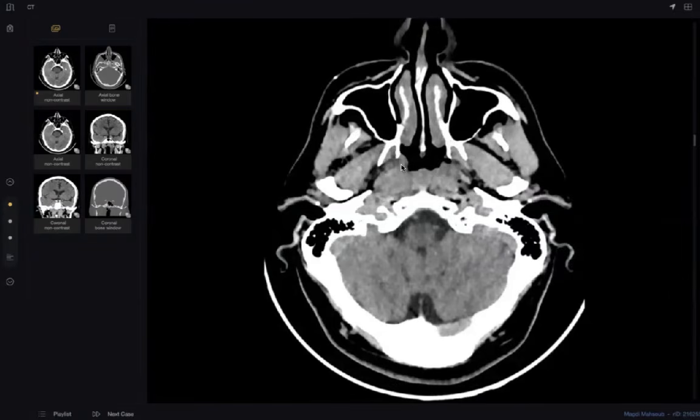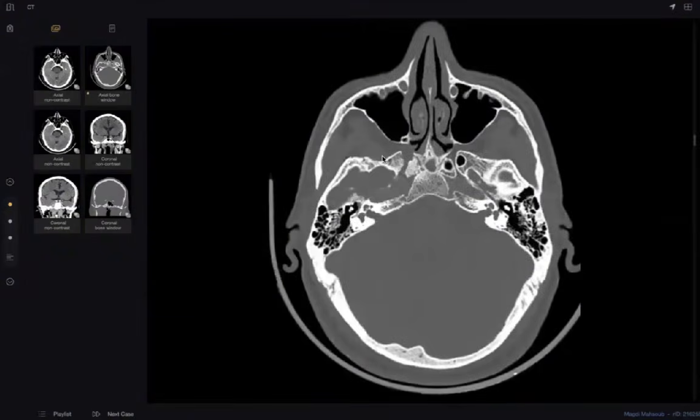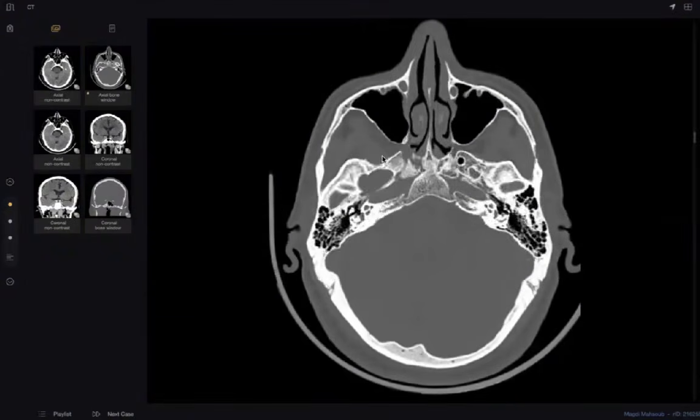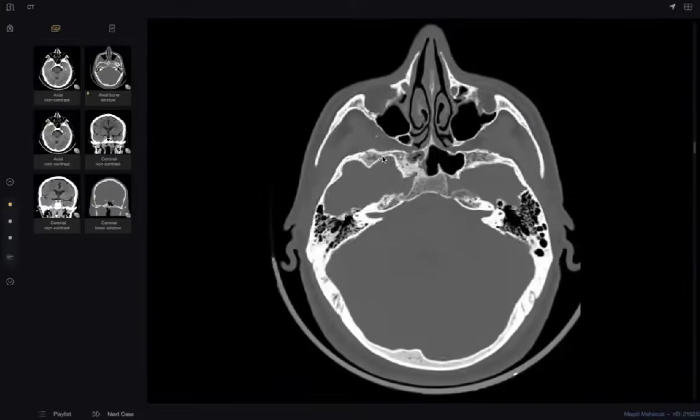This is the beginning. Nasopharyngeal carcinoma starts like asymmetry like this. If you change to the bone window, you will get more and more information. Very obvious destruction to the right side.